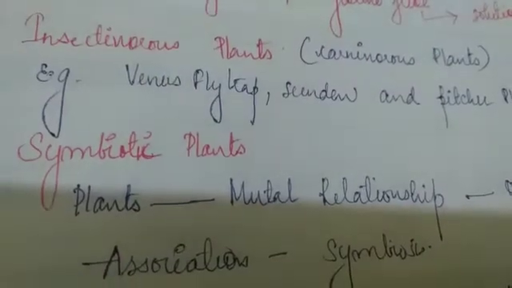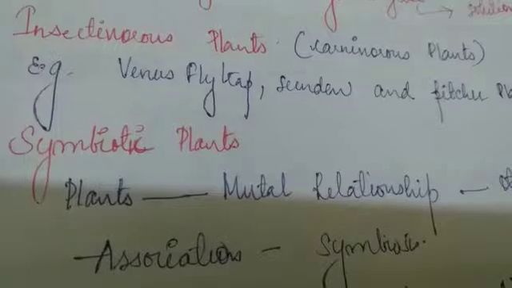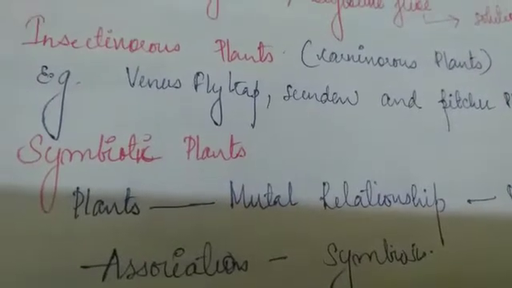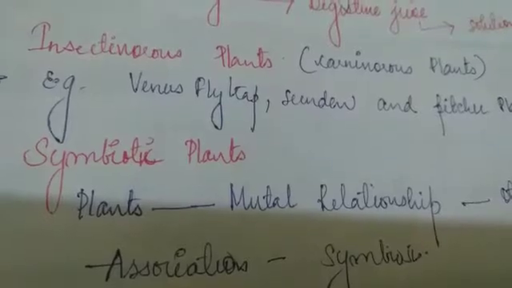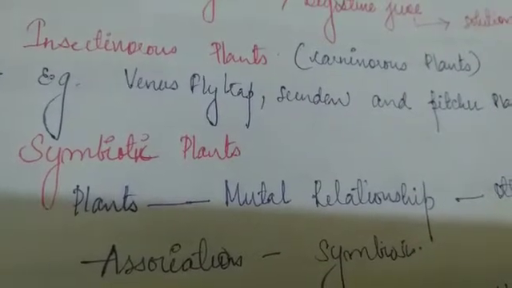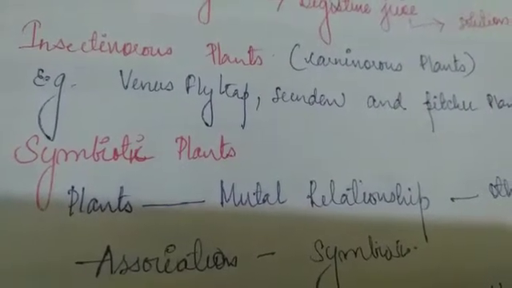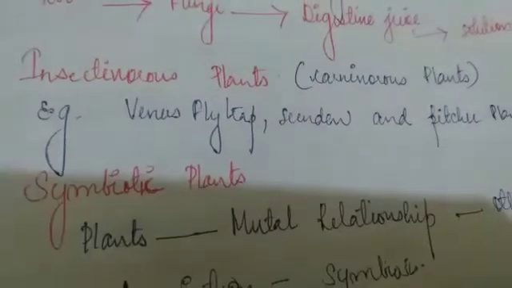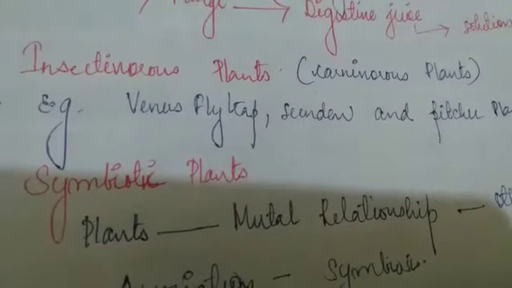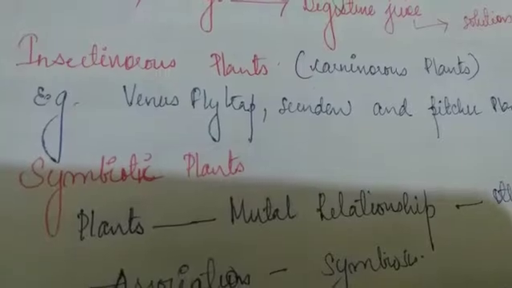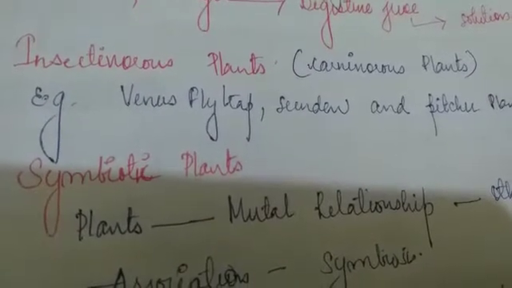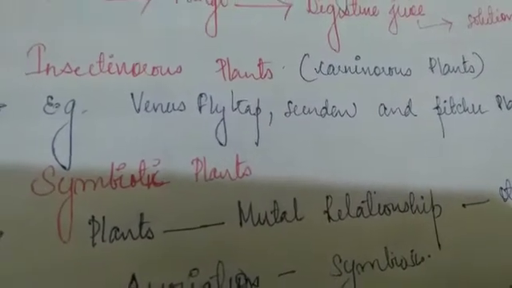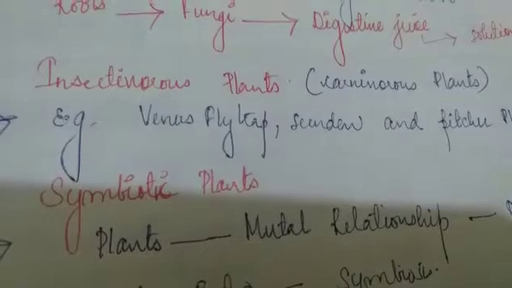And the next classification is insectivorous plants. These are also known as carnivorous plants. From the name itself we can guess insectivorous plants means plants which eat insects. In other words, the plants which obtain their food from insects are called insectivorous plants, or the plants which obtain nutrients by trapping and digesting insects.